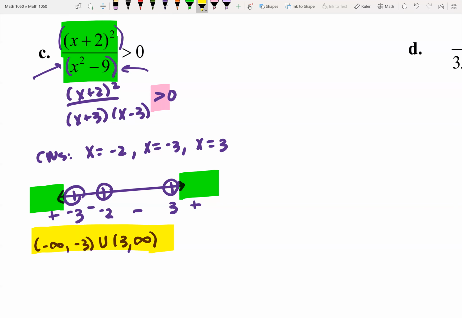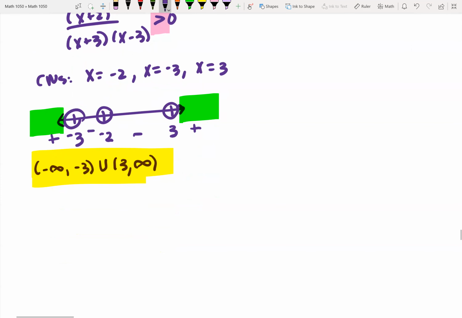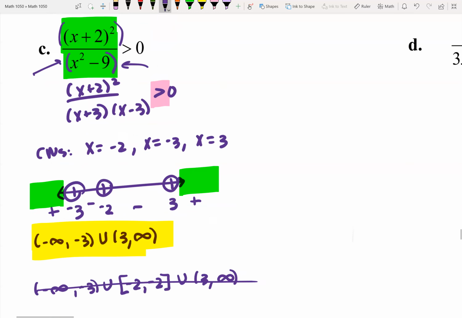Okay? Some people ask me, well, what if the 2 was closed? What if the whole thing looked exactly the same, but the 2 was closed? Just so you guys know, you don't have to write this down. It'd be -infinity to -3 with a parenthesis, union -2 with a bracket to -2 with a bracket, union 3 with a parenthesis to infinity. Okay? And you guys know that's not the case, but that's how you would do it.